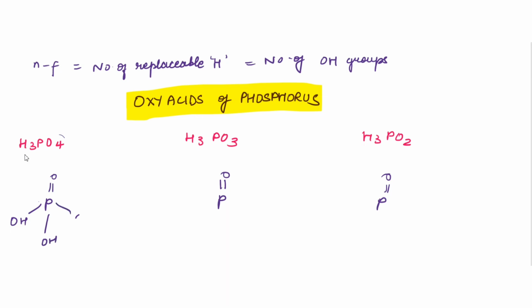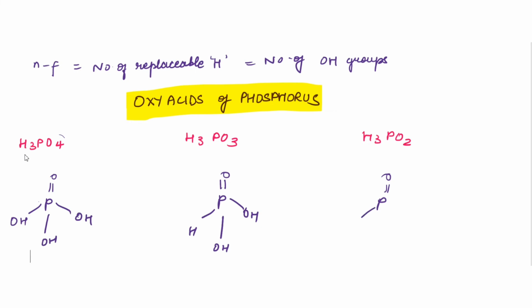Next we move on to the structure of H3PO3. How to write the structure of H3PO3? Already I told you there is one P double bond O present in all oxyacids of phosphorus. Next count the number of oxygens. 3 oxygen atoms, already one is over in the double bond. So 2 oxygen atoms, but there are 3 hydrogen atoms. So the oxygen atoms are present as OH groups. So 2 OH and 1 H, present as a single bond H.